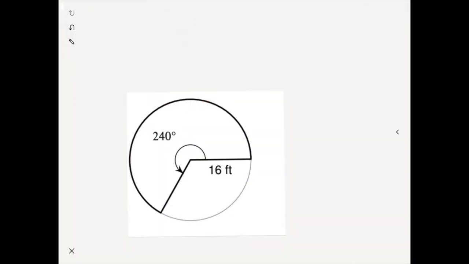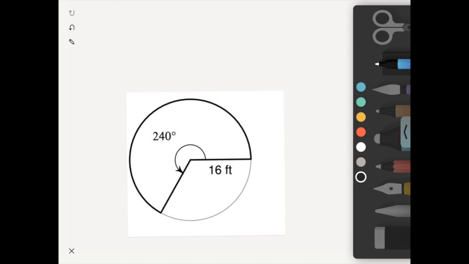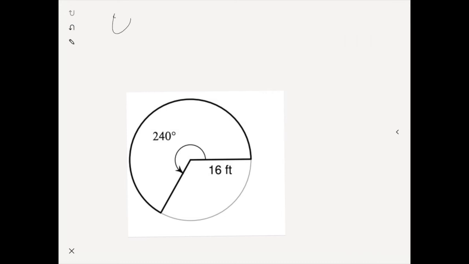So the formula for arc length is, let me put it up here. The formula for arc length is theta over 360 times 2 pi r. Theta is just another variable. Theta is usually a variable that's measured either in degrees or radians. You often see it when you are working with angles. We used x in the past, but it's literally the same thing. Theta is just a Greek letter.